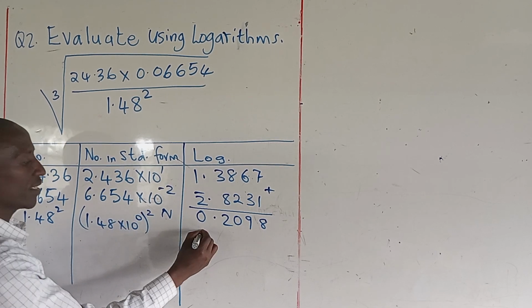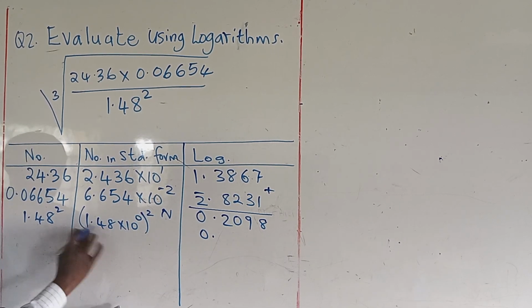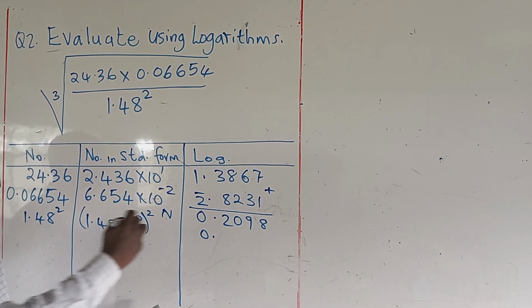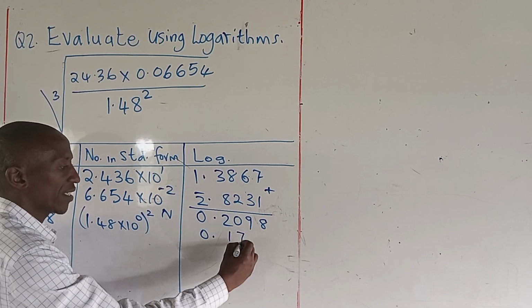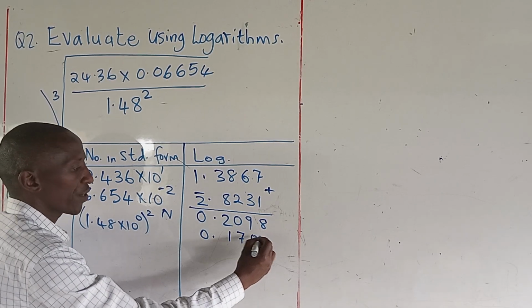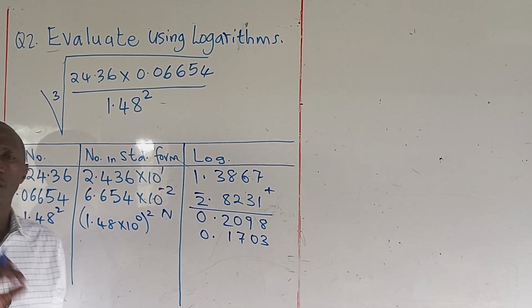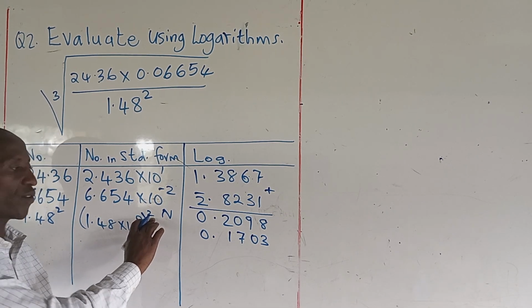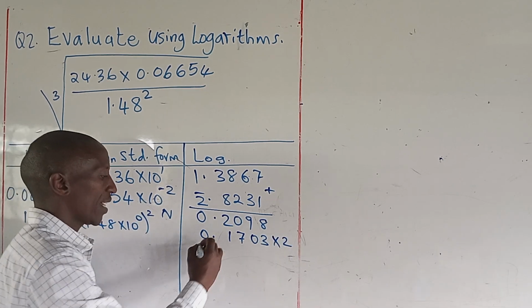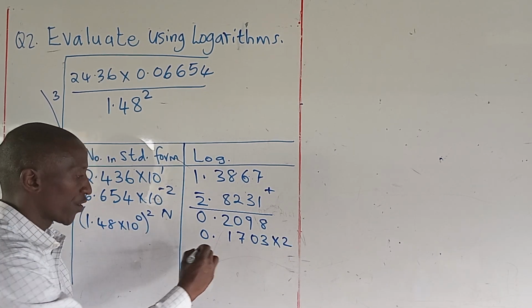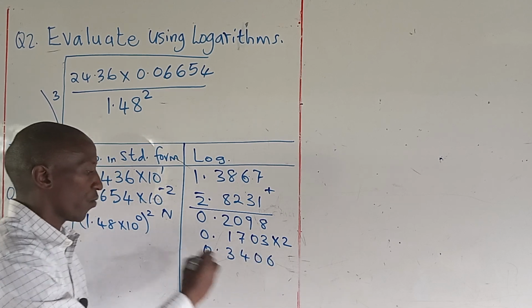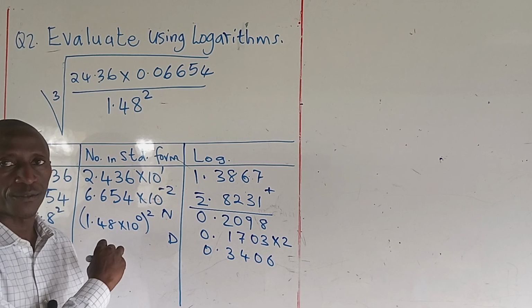So the characteristic is a 0 point. Then we read the logarithm of 1.48. So once more, get our calculator, get our tables. The log of 1.48, I'm getting 0.71703, which according to row number 3, we said we multiply by the characteristic. So this becomes times 2, and that comes to be 0.3406. So this is going to be our denominator.